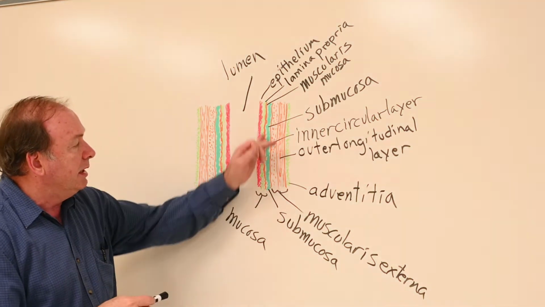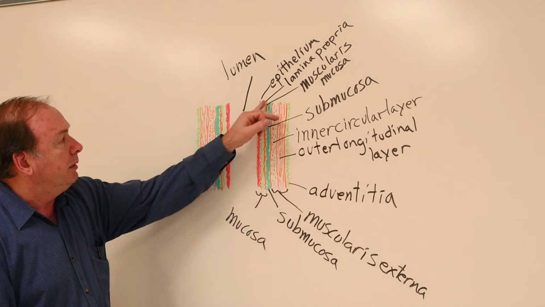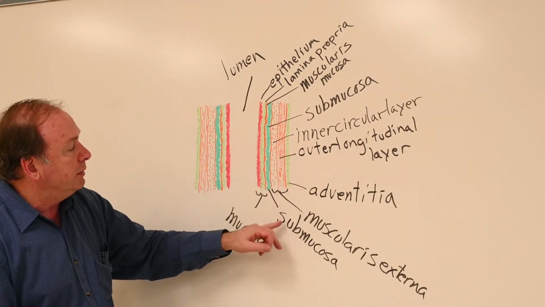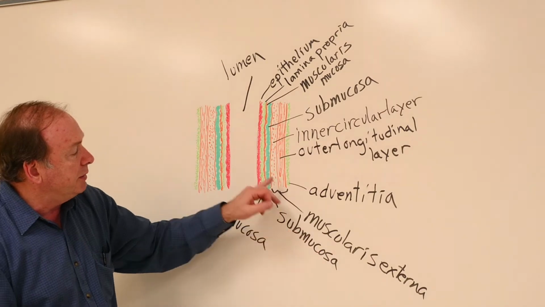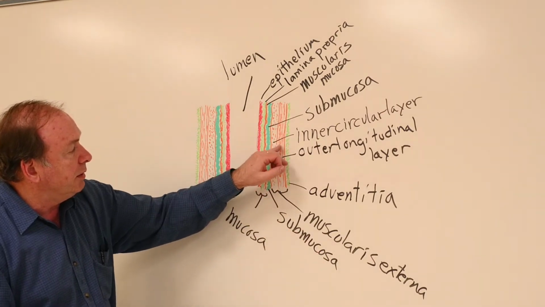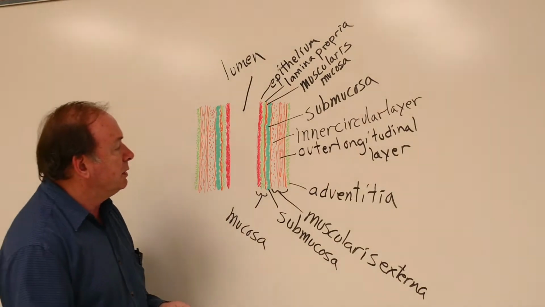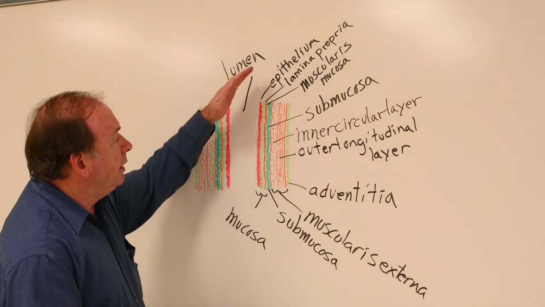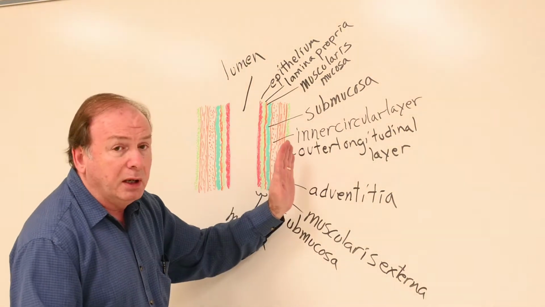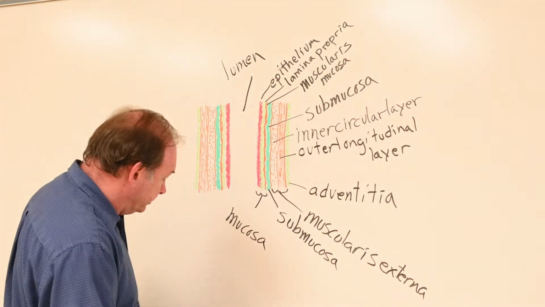The darker green, the dense, irregular connective tissue. The orange is muscle, the muscularis mucosa lying through here, and then the two layers of muscle, the circular layer of muscularis externa, and then the longitudinal layer. So those are the layers of the esophageal wall. We'll talk more about these muscle layers when we talk about peristalsis in a minute.